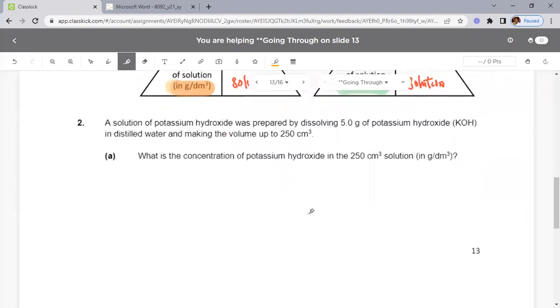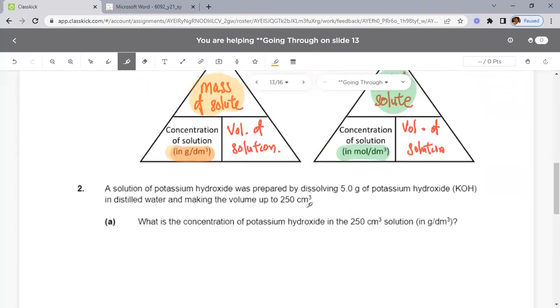Now I want us to try the triangle, but I'm going to give you a little clue. A solution of potassium hydroxide was prepared by dissolving 5 grams of potassium hydroxide in distilled water, and the volume is made up to 250 cm3. The question asks what the concentration is in terms of gram per dm cube. Take the next 2 minutes and try question 2A based on the triangle. Choose the correct triangle, then work the answer out. Okay, let's go.